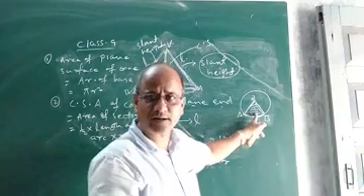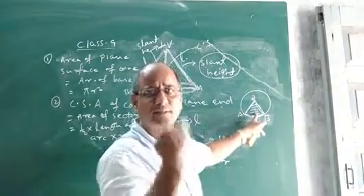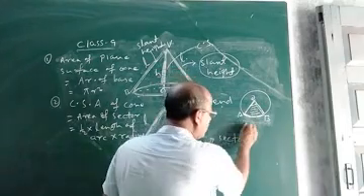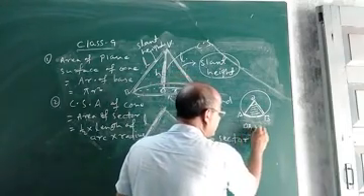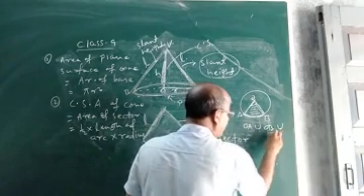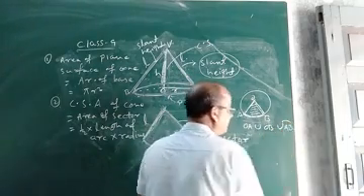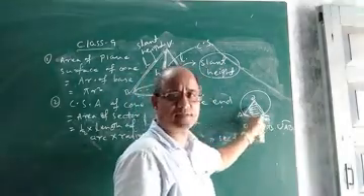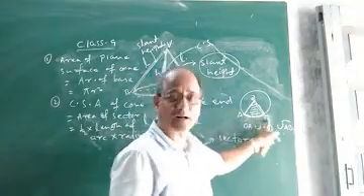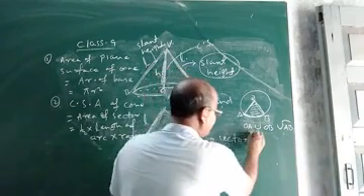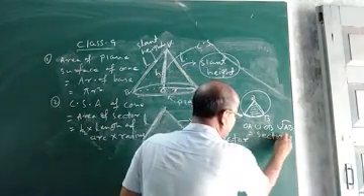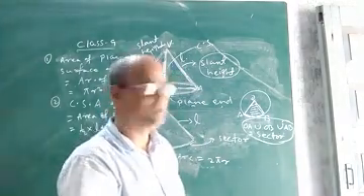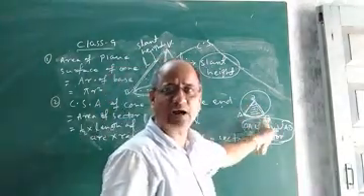Sector is a part of the circle. It is the region confined within two radii and an arc. That means OA union OB union arc AB. The union means combination. The union or combination of two radii and one arc is known as a sector. So, sector is nothing but a part of the circle which is the union of two radii and one arc.